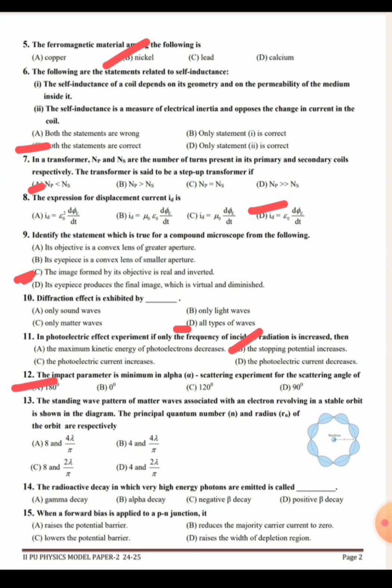So if you need, I'll explain it later. Please comment below if you need the explanation. The 13th question, it is option D. And 14th, the radioactive decay in which very high energy photons are emitted is called gamma decay. 15th, when forward bias is applied to a p-n junction, it lowers the potential barrier. Okay, we'll move to the next.